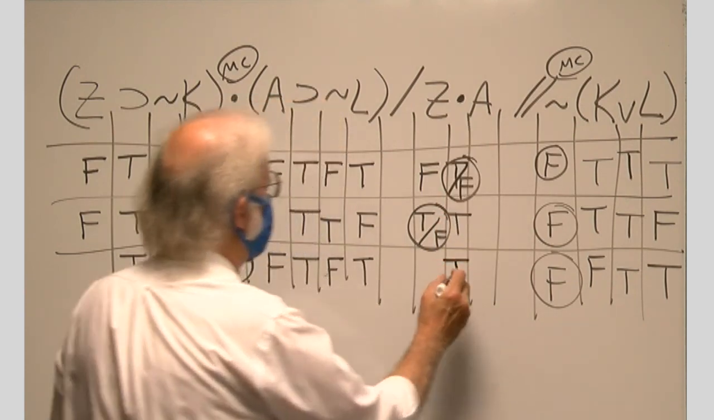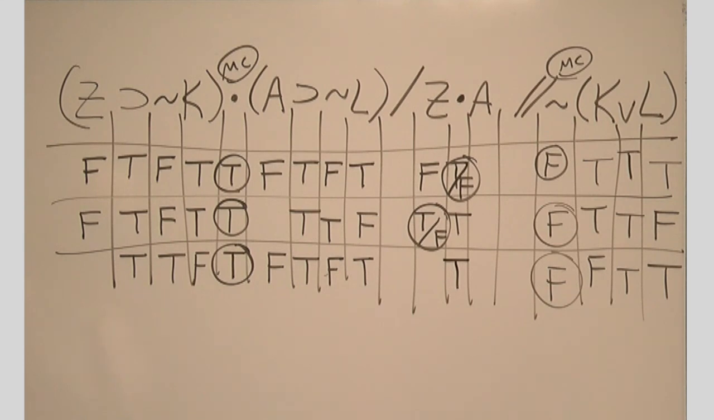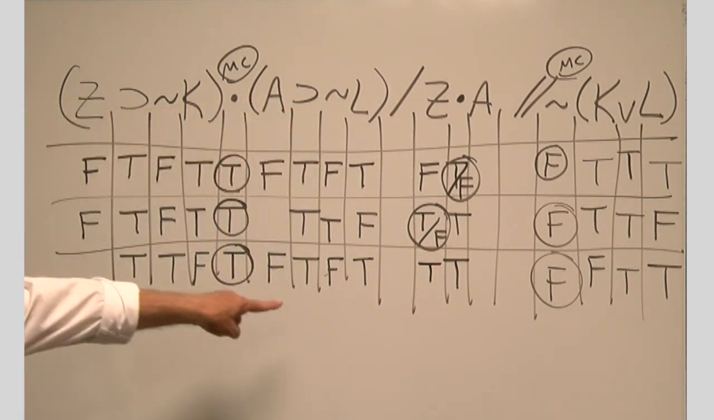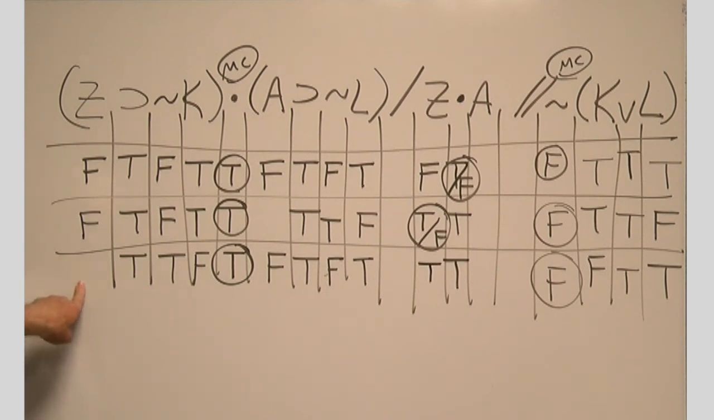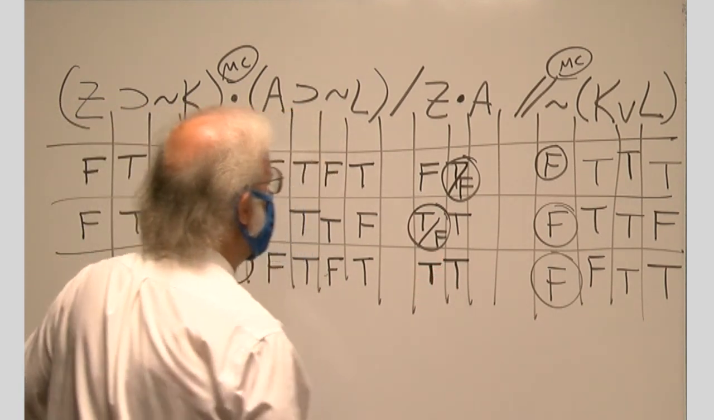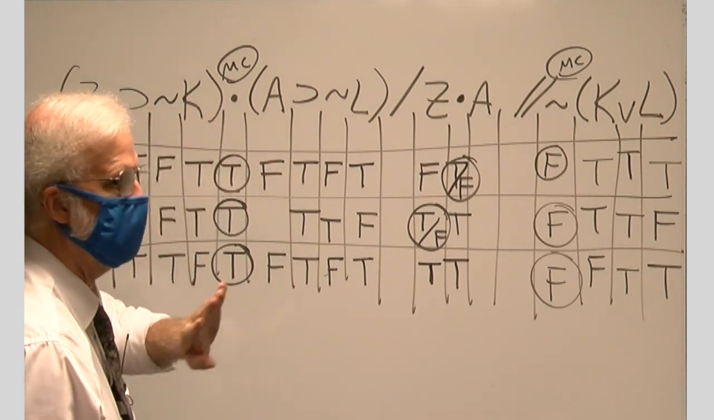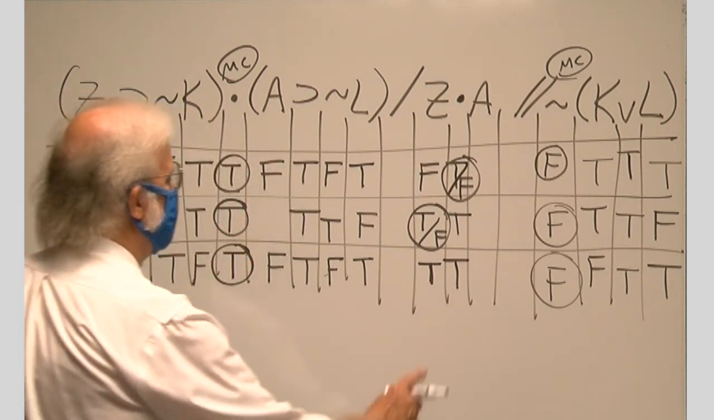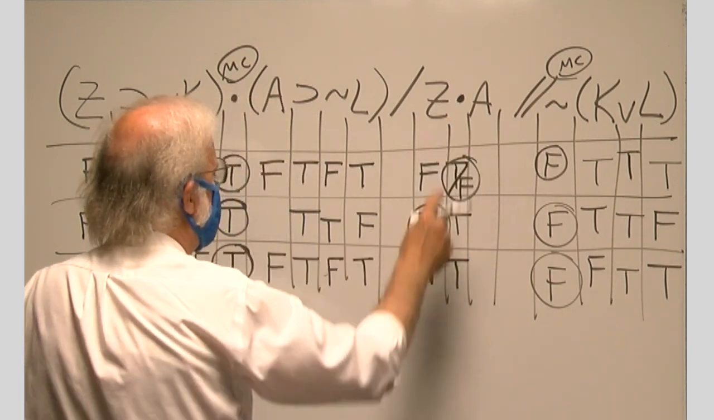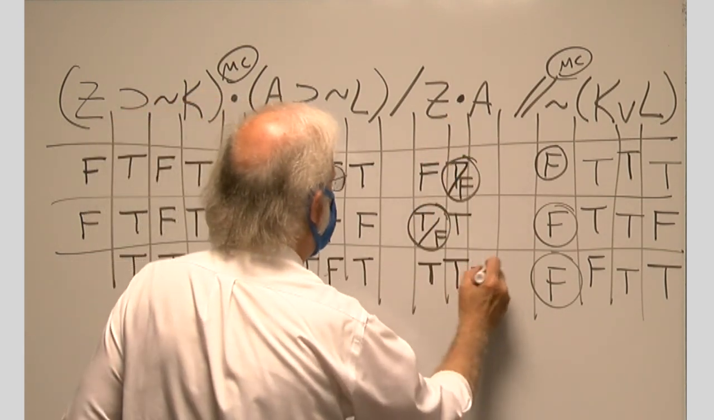We want the dot to be true, which means Z has to be true. Do we say anything about Z? No. So Z can be true. We're right down to the very last second. This whole problem comes down to this cell. If the dot's true, that means A has to be true.